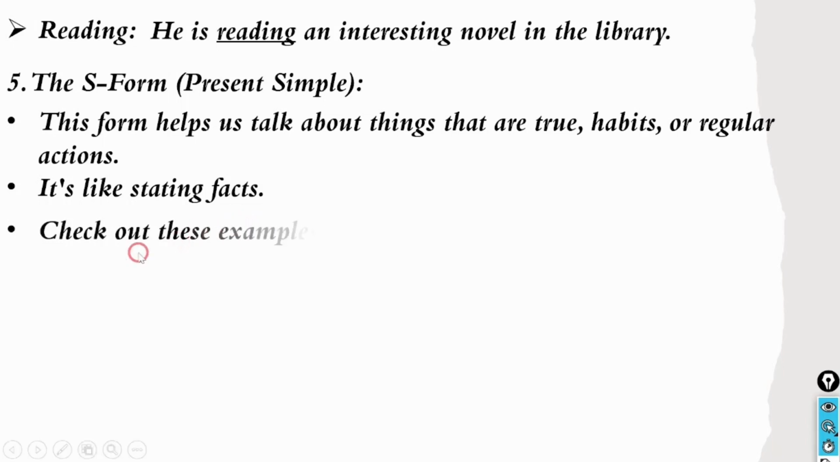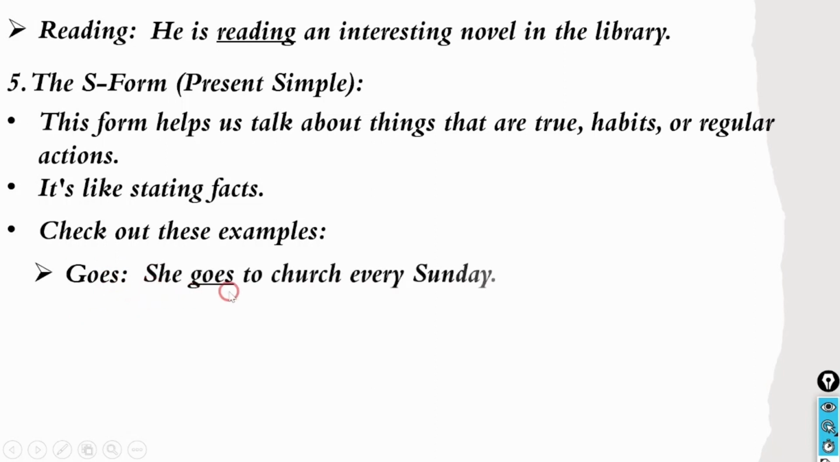Check out these examples. We are saying, for example, goes. Here the verb is go. Now we add the S there. In fact, this one is the irregular one. So: she goes to church every Sunday. This is a regular action. You cannot say, she go to church every Sunday. That would be wrong. So we add the S: she goes to church every Sunday.